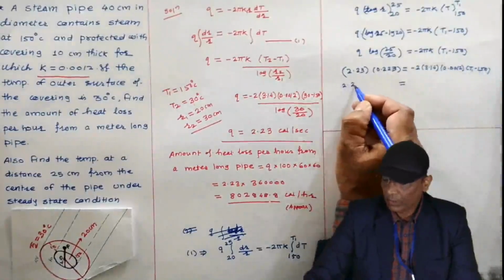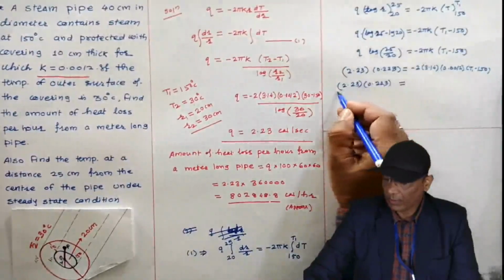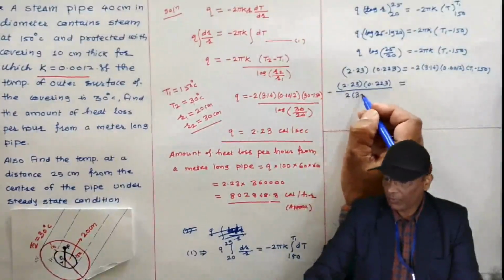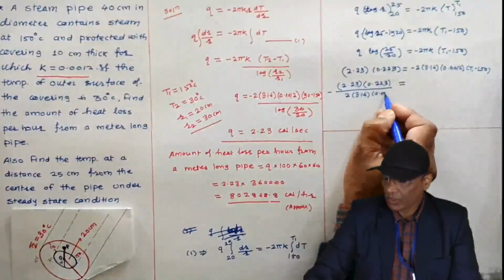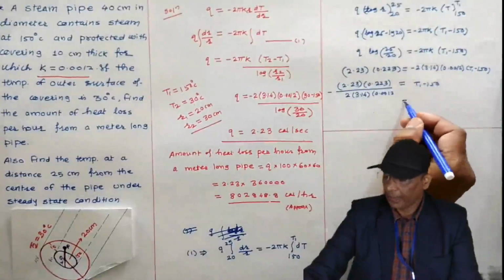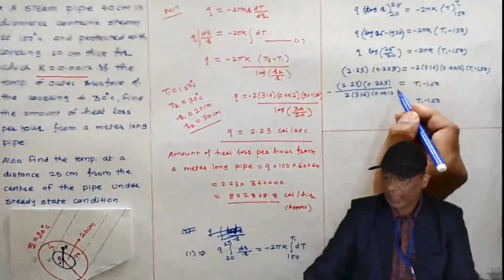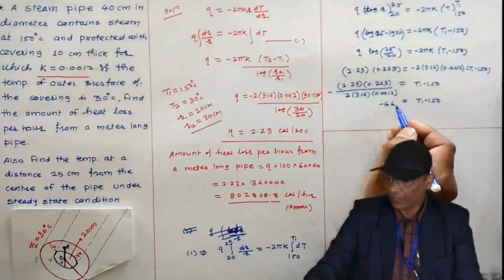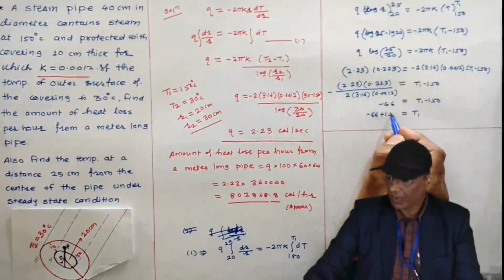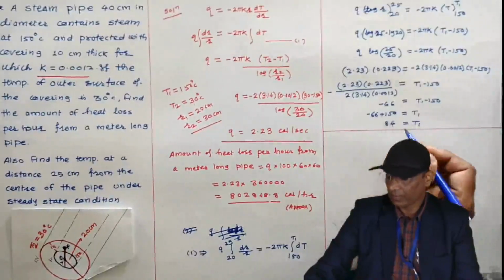Now 2.23 multiplied by 0.223, this divided by 2 multiplied by 3.14 and 0.0012, with the minus also shifted here. This is T1 minus 150. Now use a calculator and the value is minus 66. Now T1 equals minus 66 plus 150. Therefore T1 equals 84.